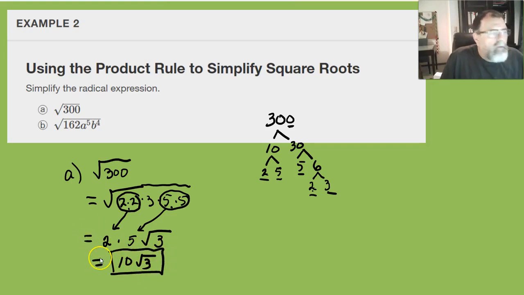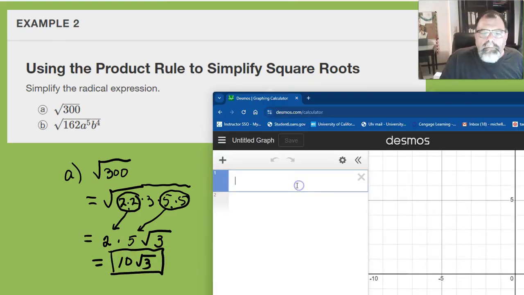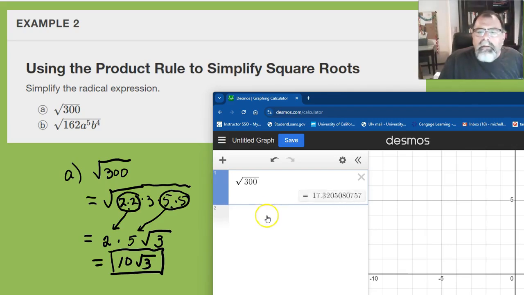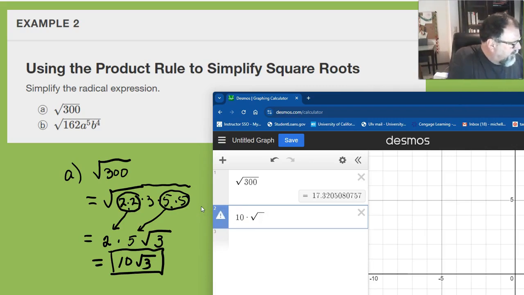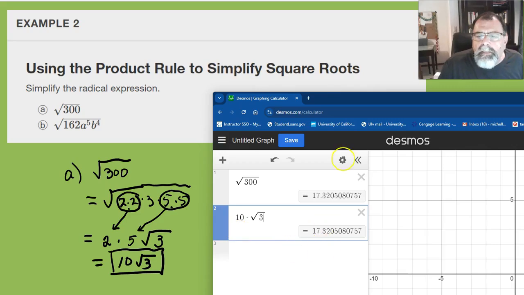And just to show you, on Desmos, if I did the square root of 300, remember, it's an irrational number because there'll be a non-repeating, non-terminating decimal. So 17.32, and it goes on forever. If I did 10 times the square root of 3, you see you get the same answer.